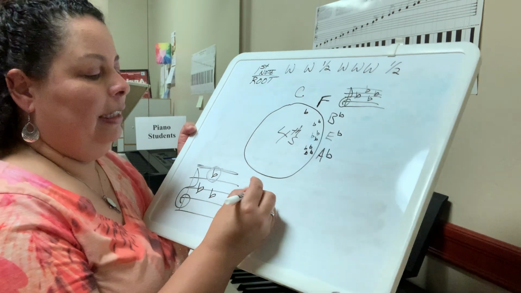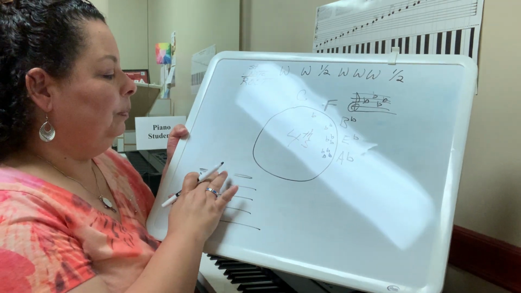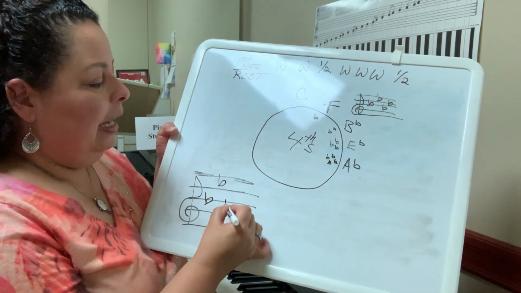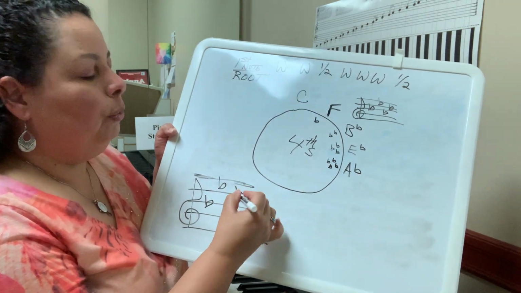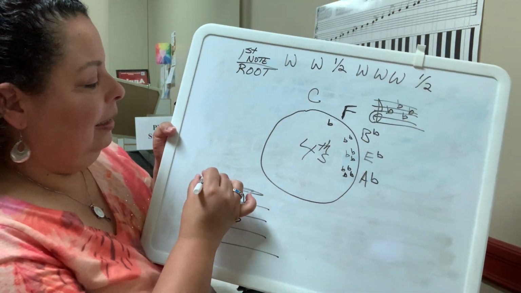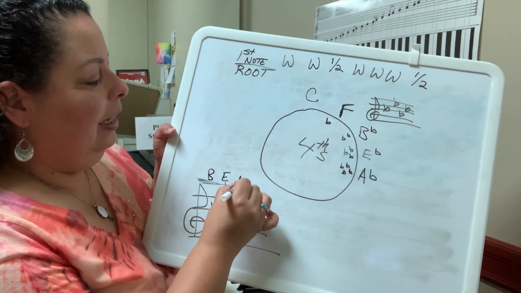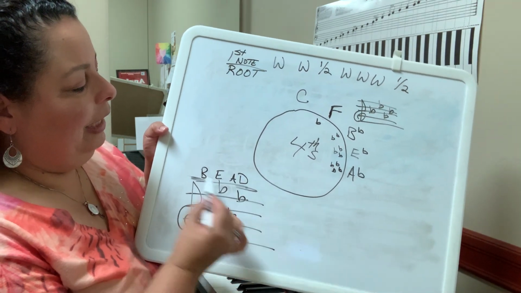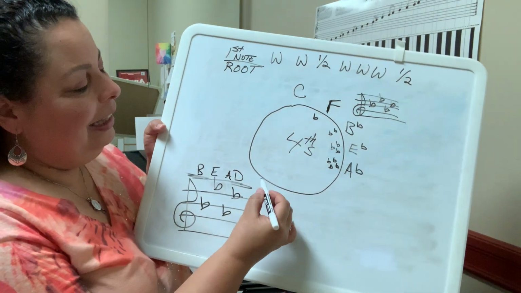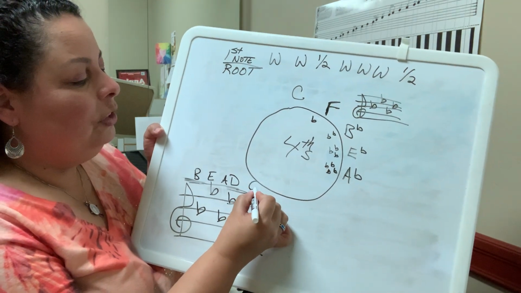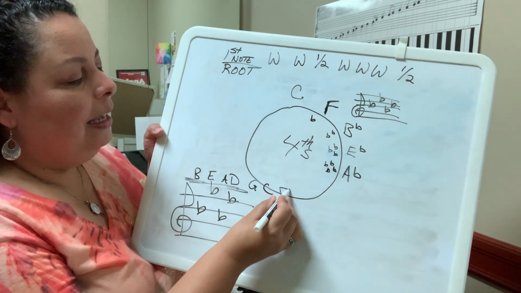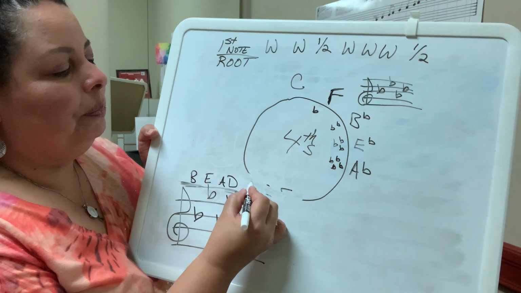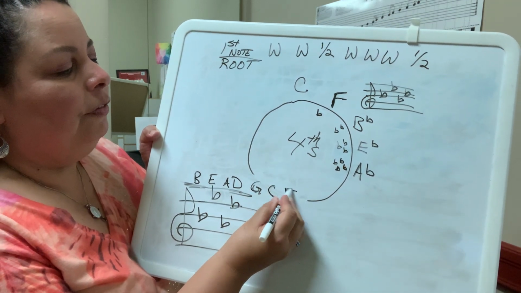Say we have a bunch of flats. Here, let's add some flats here. So let's see. B flat, E flat, A flat, D flat. It spells out the word bead: B-E-A-D. B flat, E flat, A flat, D flat, bead. And then the rest of the flats are going to be G, C, F.